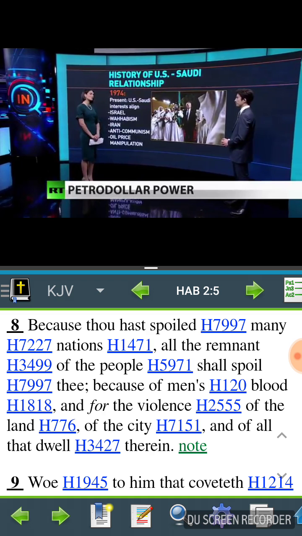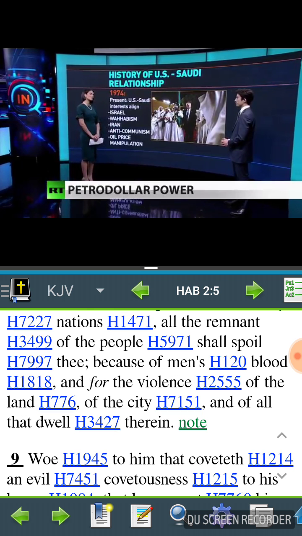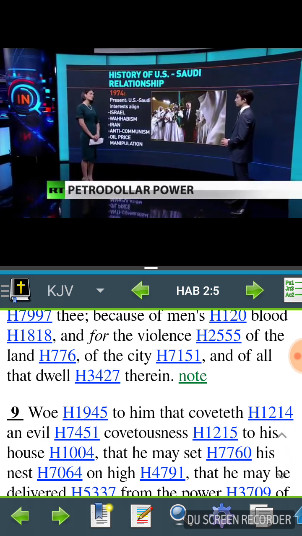So that's how America operates, man. They take the spoils, all right? Because it says, because thou hast spoiled many nations, all the remnant of the people shall spoil thee. Because of men's blood and for the violence of the land of the city and of all that dwell therein, man. And America, all right, when I say America, I'm talking about the America run by the devil himself, Esau, these so-called white people, all right, has been nothing but a bloody and violent city, man.